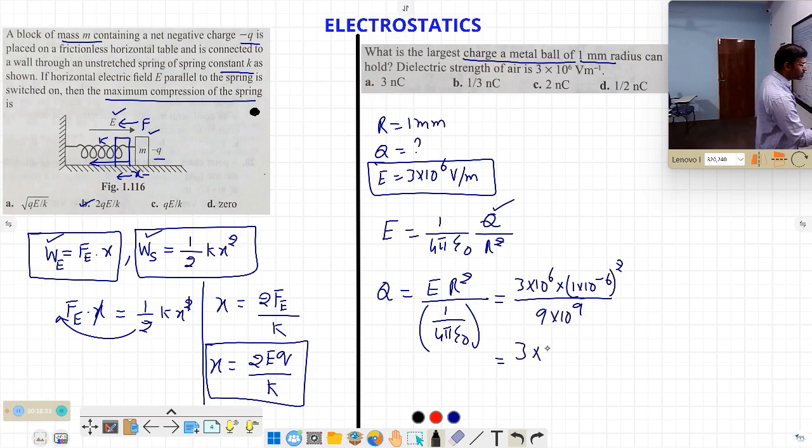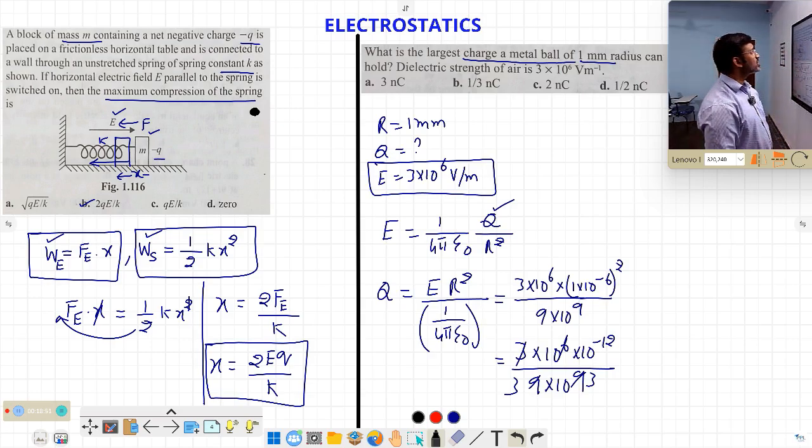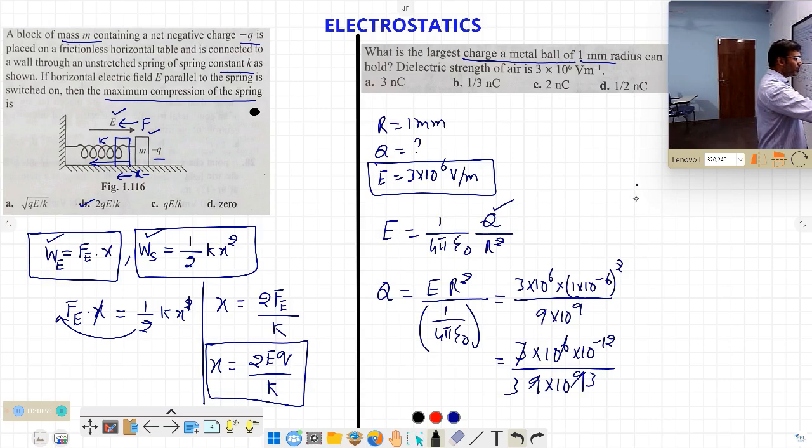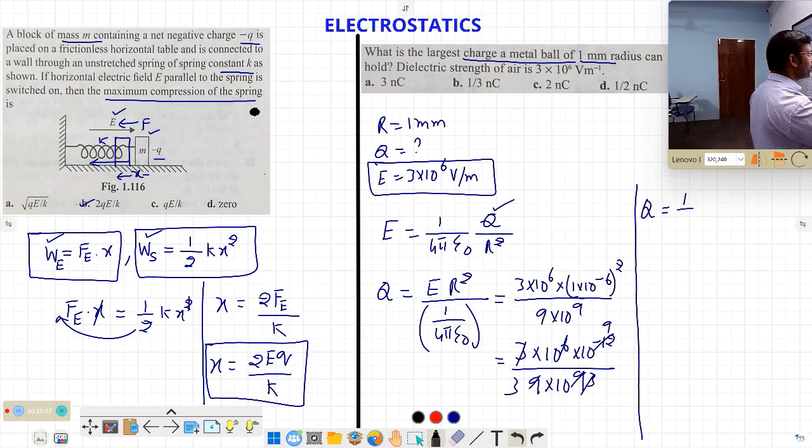This we can write as 3 into 10 power 6 into 10 power minus 12 divided by 9 into 10 power 9. So you can calculate here, this is 3 times, and 9, this is minus 3, that is plus 3; if it goes up it becomes minus. So in this case, what is the given value? That is 10 power 6, right? And the denominator is 10 power 9, right? So if you calculate this, the charge on this is equal to nothing but, 3 into 9, how much are you going to get? 9 means that is 1 by 3 into 10 power minus 9 coulombs you are going to get.